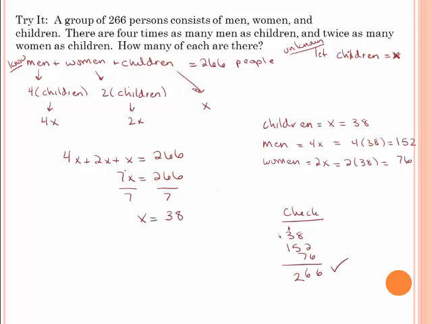And all together when we add them we get 266. 4x plus 2x plus x is 7x. Divide both sides by 7 and you get 38 kids. 4 times 38 is 152 men, and 2 times 38 is 76 women. Now we check it, we add them together, 38 plus 152 plus 76, and we do get 266.